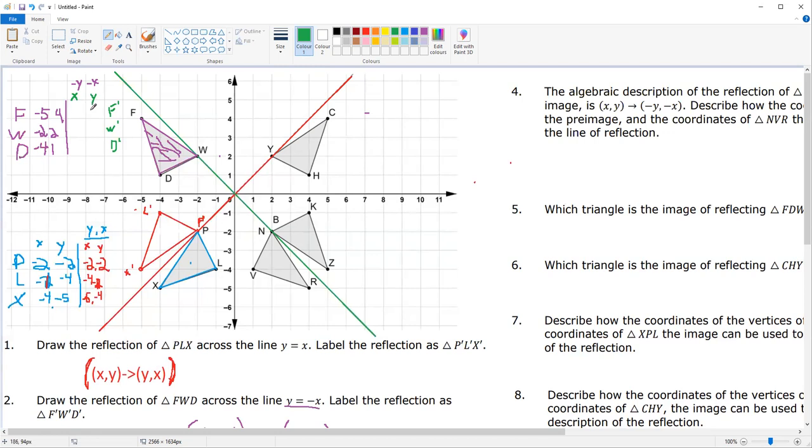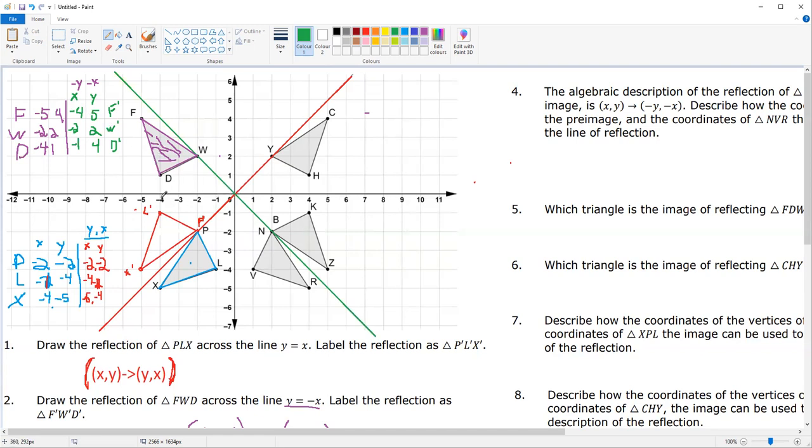This is going to become 5. -2 becomes 2. And -4 becomes 4. And then I'm going to do my y values. They become negative, -4, -2, and -1. Let me go ahead and plot these.